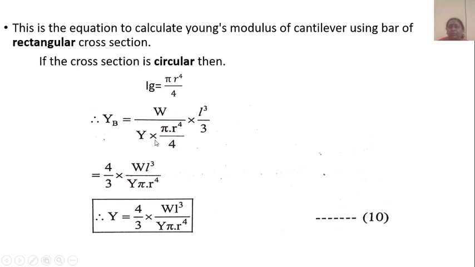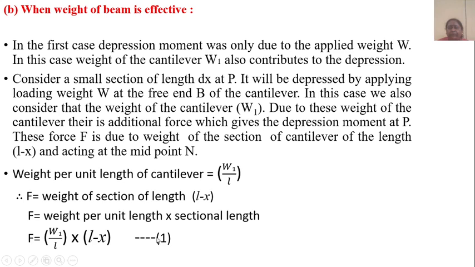Calculate Young's modulus of a cantilever using a bar of rectangular cross section. If the cross section is circular, then Ig equal to pi r raised to 4 upon 4, and therefore y equal to W upon y into pi r raised to 4 upon 4 into L cube upon 3. Therefore, y equal to 4 upon 3 into W L cube upon Y pi r raised to 4.